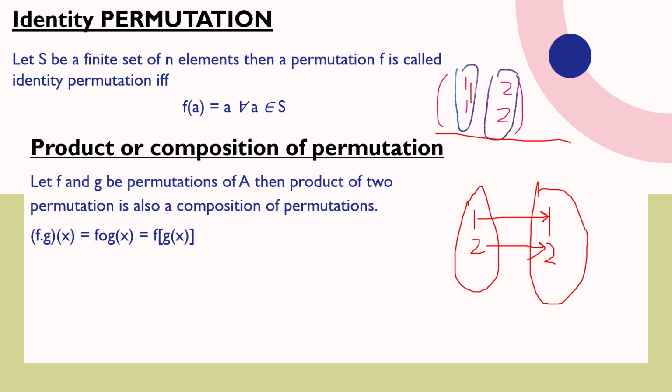So this is what you get. The image of 1 is 1 and the image of 2 is also 2. So the images are equal. So f of a is equal to a. Similarly, f of b, let's suppose this is b, so f of b is equal to b.